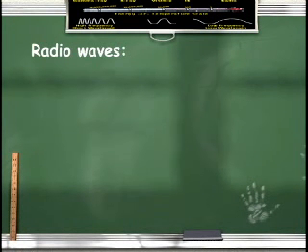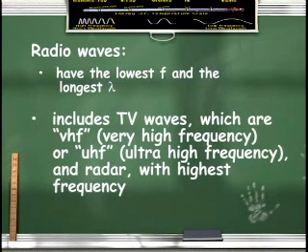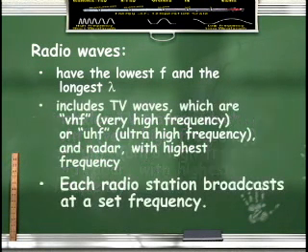Now let's fill in some blanks in your notes. Of all the electromagnetic waves, radio waves have the lowest frequency and the longest wavelength. Television waves fit into this range. Before cable came in, TV stations were often described as having either VHF or UHF, which means very high frequency and ultra high frequency. Radar waves are the highest frequency radio waves. Each radio station is assigned a certain broadcast frequency.